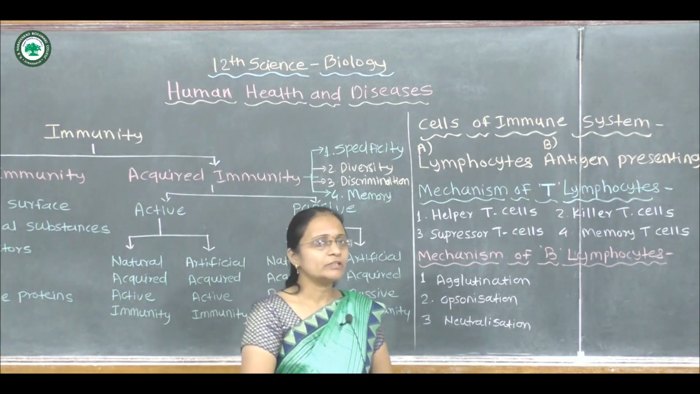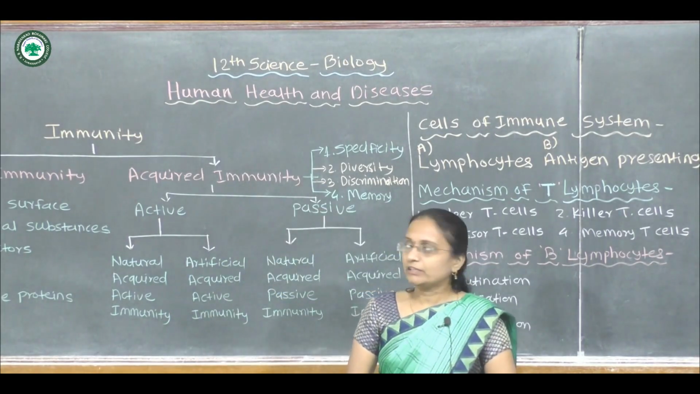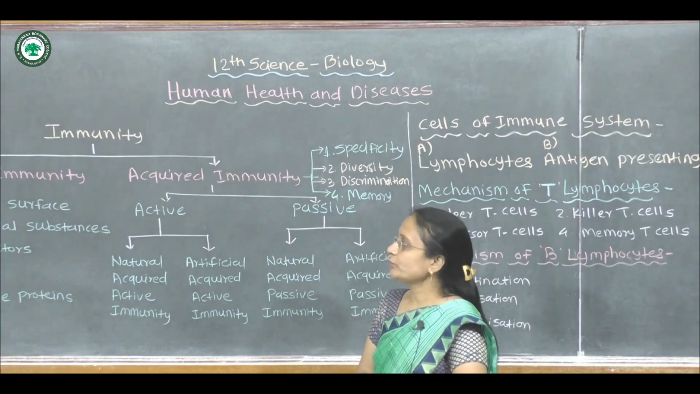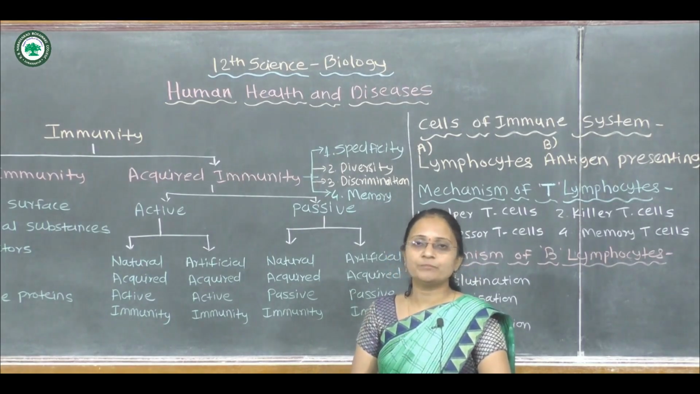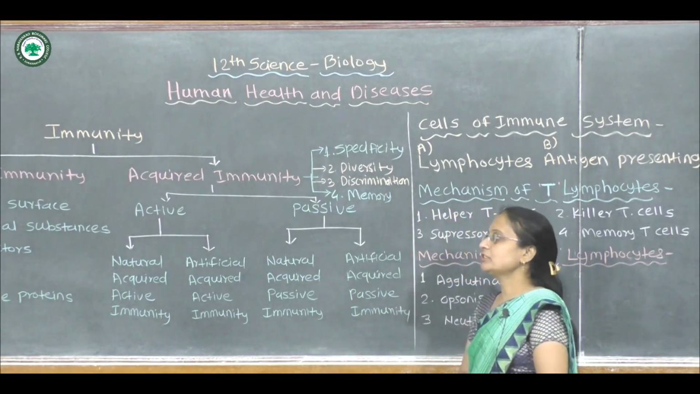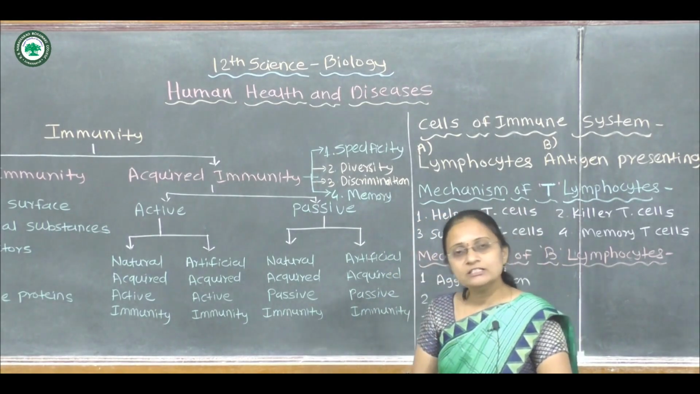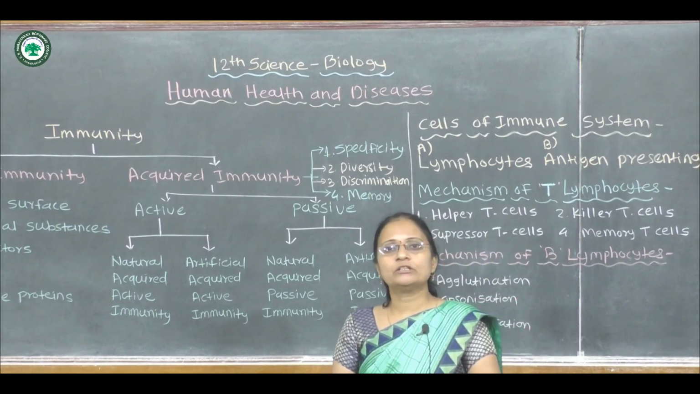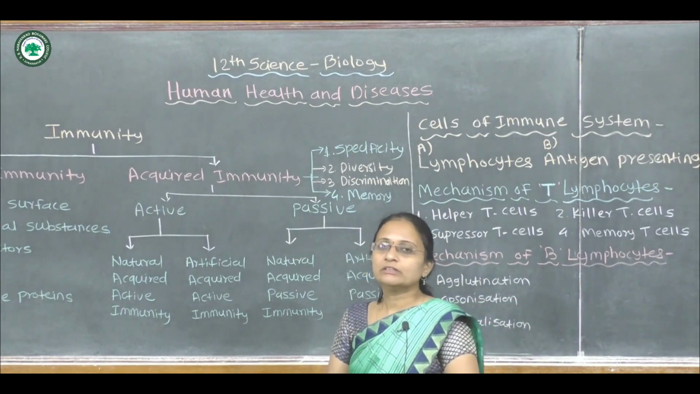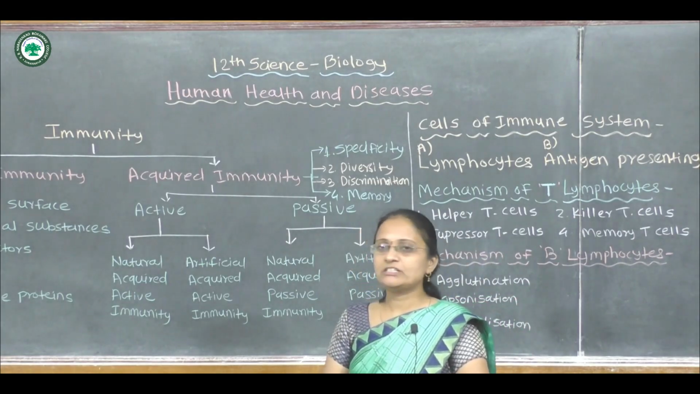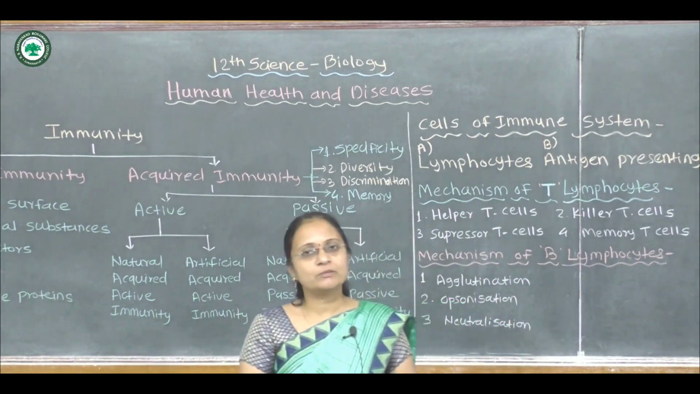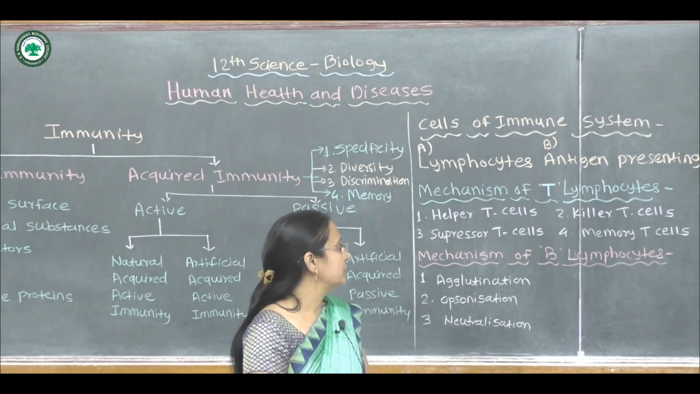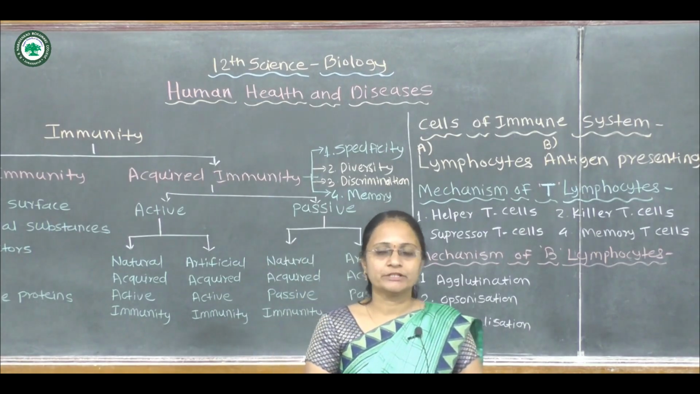In this way we have seen the definition of immunity and health, the different types of immune system, how the immune system works inside the body by producing different types of antibodies in response to the antigen, and the mechanism of the T lymphocyte as well as the B lymphocyte. Thank you.